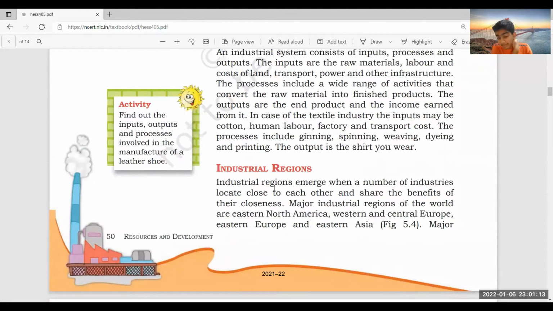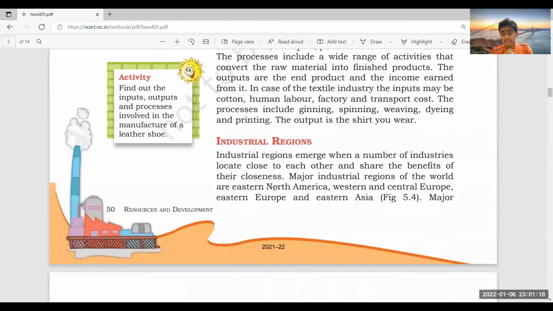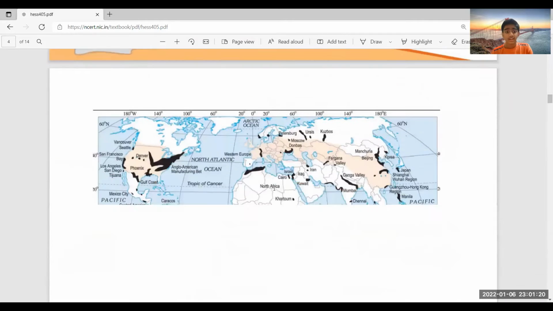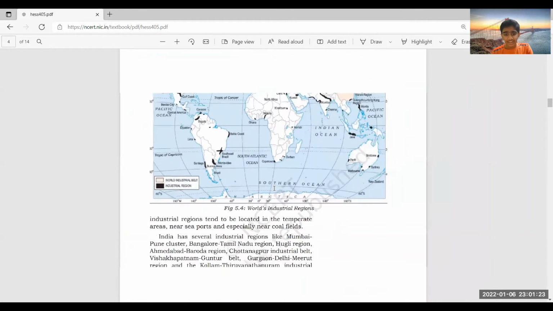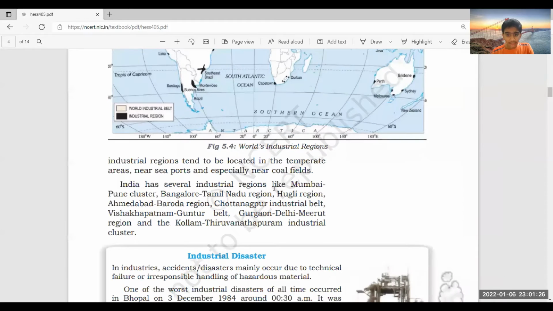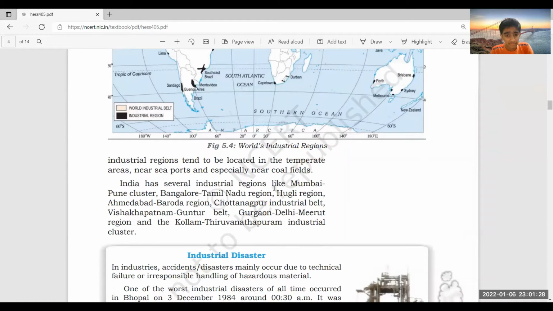Now, industrial regions. There are many industrial regions in Europe, Eastern Europe, North America, Eastern Asia, and Eastern North America. In India also we have Silicon Valley, right? IT industries. Even we have the Mumbai-Pune cluster, Bangalore, Tamil Nadu region, Hubli region, Ahmedabad-Baroda region, Chota Nagpur industrial belt, Visakhapatnam-Guntur belt, Gurgaon, Delhi, Meerut region, and the Kollam-Thiruvananthapuram industrial cluster. These areas are very well-known industrial areas in our country.